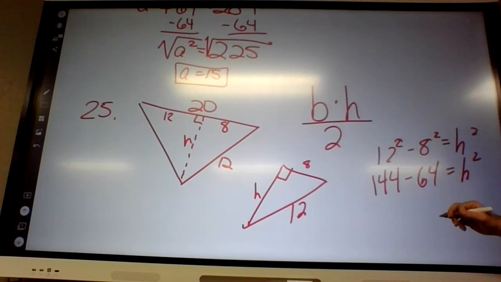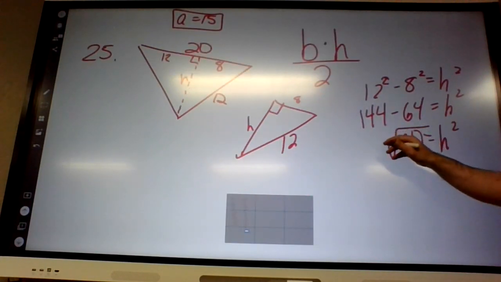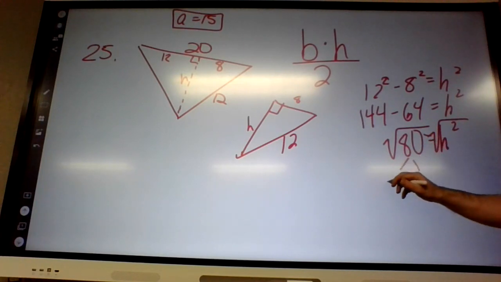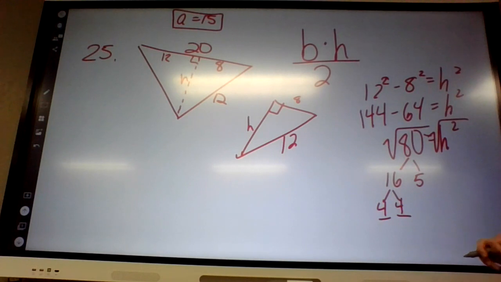This one's not gonna come out very nice. I believe if you have a good calculator, this is gonna come out as 4 square root 5. Is that what you're gonna say?